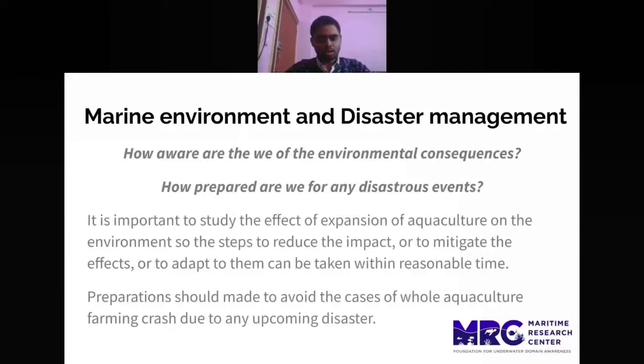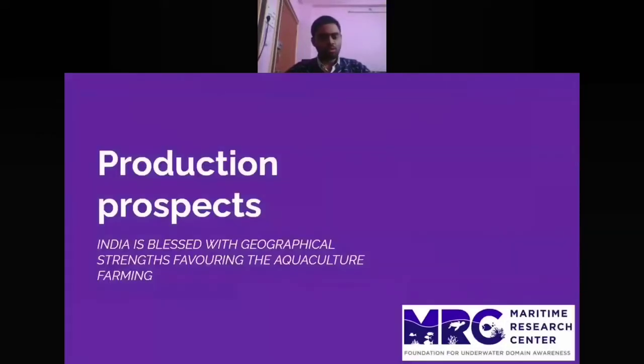The production prospects. So this topic actually covers the motivation of why we are focusing on the aquaculture of the shrimps and the seaweeds. So first thing is that India is blessed with the geographical strength favoring the aquaculture farming of both shrimps as well as seaweeds. The temperature, water, salinity, and all the available geographic location. So these all favor the growth of the shrimps as well as the seaweeds.